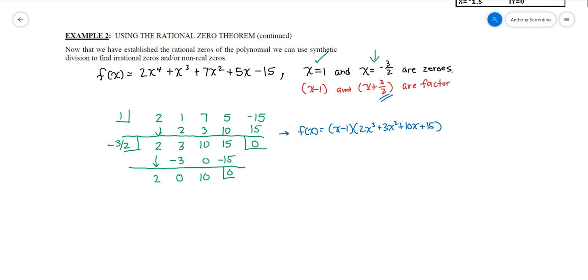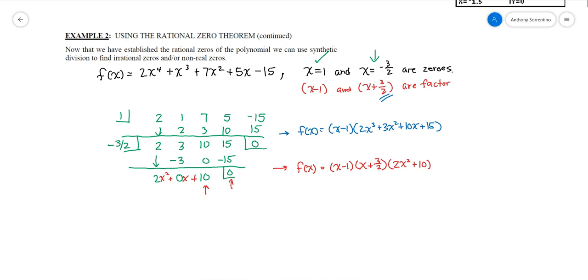So now what this means is that I've broken this down even further. The x minus 1 is gone, because I did that in the previous step. The x minus negative 3 halves, which is x plus 3 halves, is now factored out. And what I'm left with is, well, this is my remainder, this is my constant term, this is my x term, this is my x squared term. So I have 2x squared plus 10.